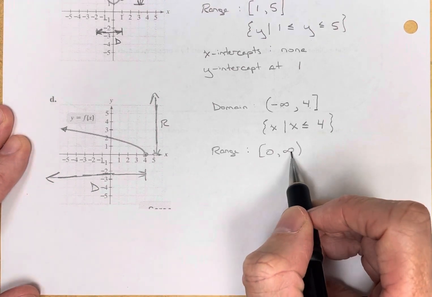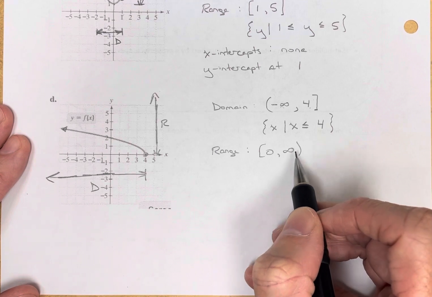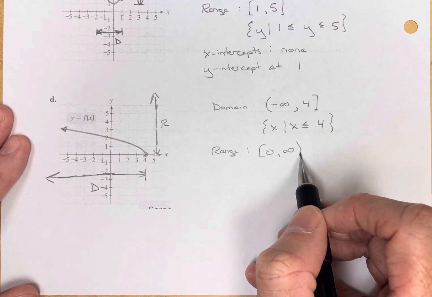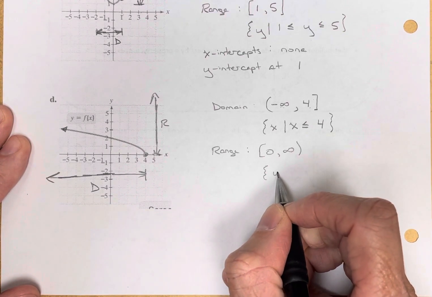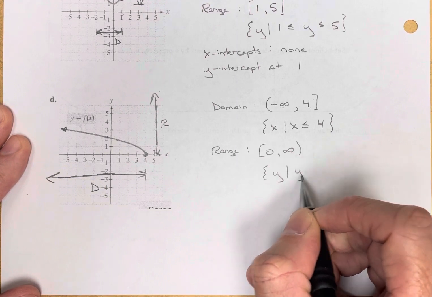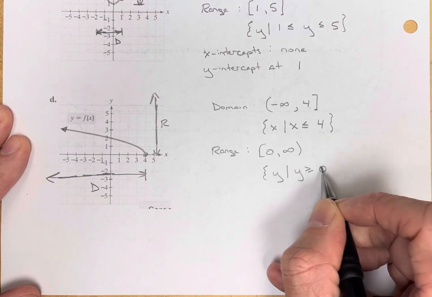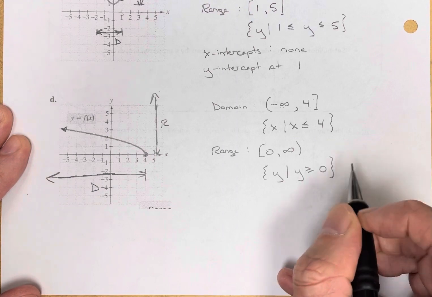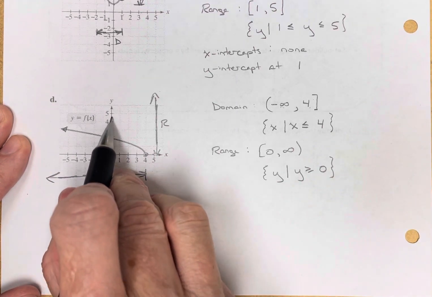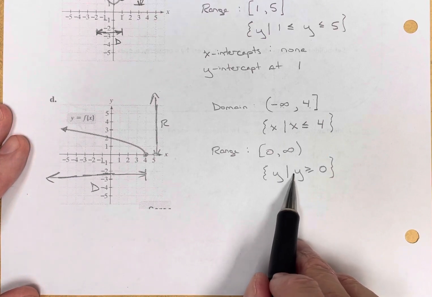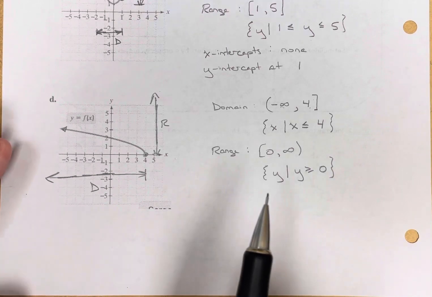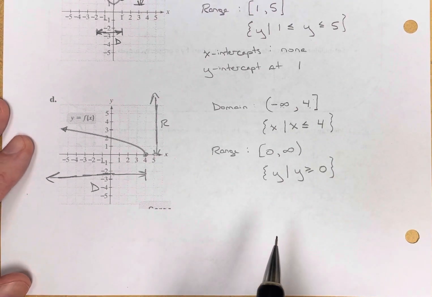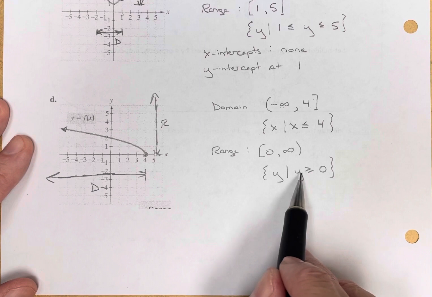And again, because infinity is not a specific number, it is always enclosed with a parenthesis. Never use a bracket with infinity. In set builder notation, the set of all y's such that y is greater than or equal to 0. And that's the short way to do it. Of course, you could also say that y is between 0 and positive infinity, equal to 0, never equal to positive infinity. Okay, y greater than or equal to 0.